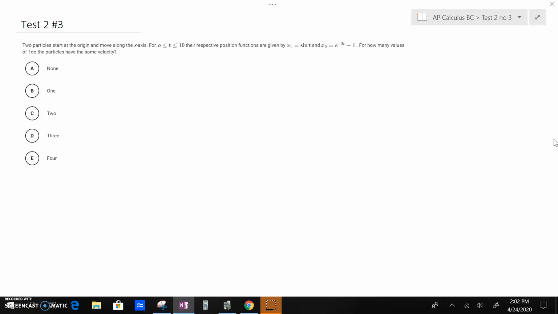You've got two particles starting on the origin, moving along the x-axis, and you're given position functions. This is horizontal movement, described by sine of t and then e to the negative 2t minus 1. For how many values do they have the same velocity? On this one, these are position functions. So there's a position, there's a position. You want the derivative. To get velocity, we're going to take a derivative, which would be cosine of t.